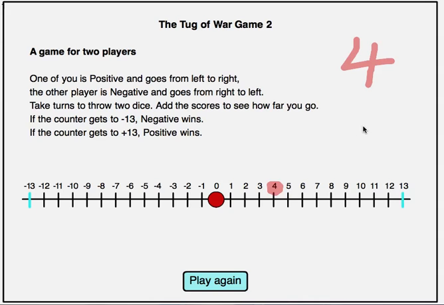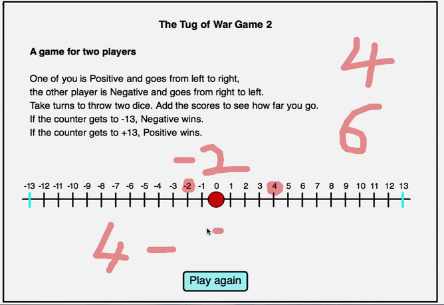Imagine they rolled a 6. So now you subtract 6 from the 4. And this is the bit that can get tricky. So 6, 1, 2, 3, 4, 5, 6. And you see we actually land on negative 2.